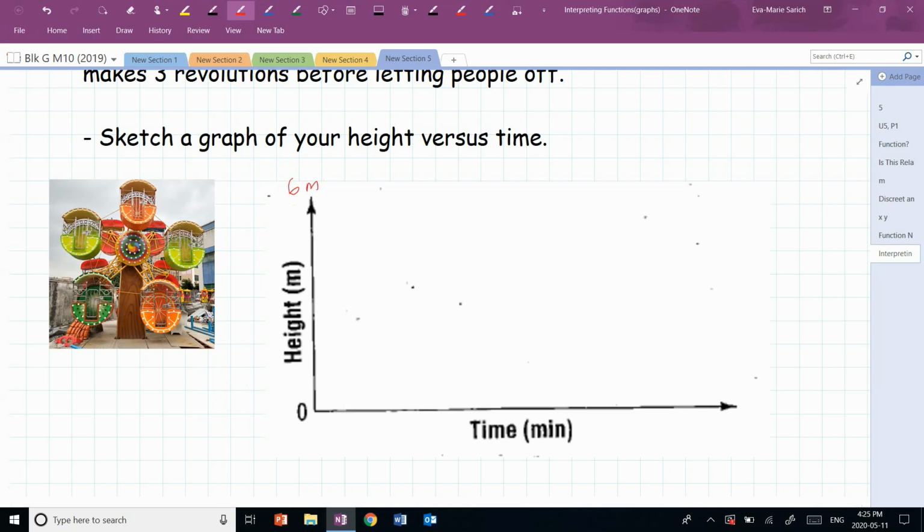Now, what happens? That first car gets to the bottom, and it's a little bit off the ground. It's not right on the ground.